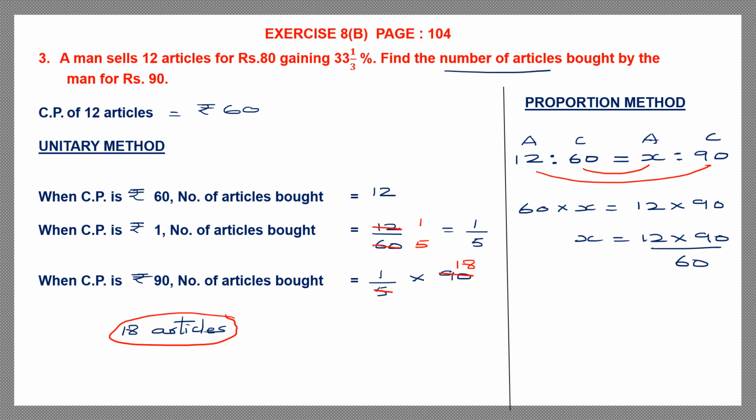Now cancel. I can cancel a 0 there. Now I can cancel 6 and 12. 6 2s are 12. Multiply 2 into 9 and 2 into 9 is 18. So we have found the value of x. X is 18 and x is the number of articles. It's the same thing as this answer. So here I have used the unitary method. Here I have used the proportion method.